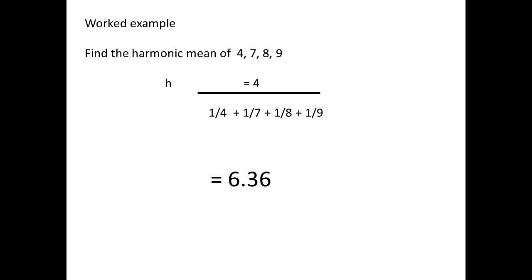Let us look at an example here. We want the harmonic mean of four numbers, 4, 7, 8 and 9. So h equals 4 divided by 1 over 4 plus 1 over 7 plus 1 over 8 plus 1 over 9. This gives an answer of 6.36.